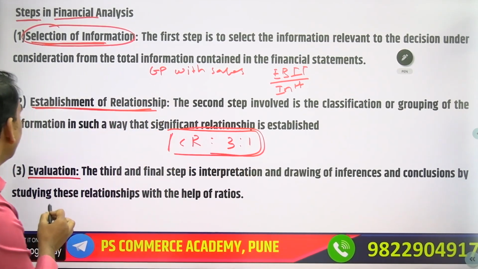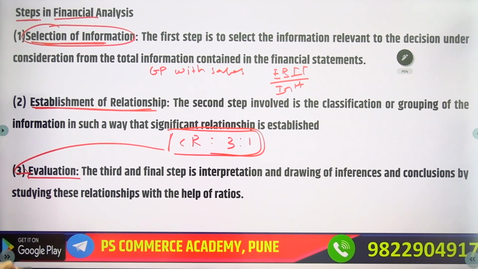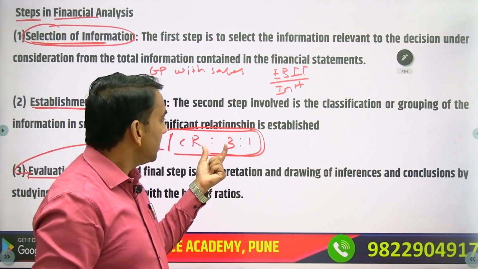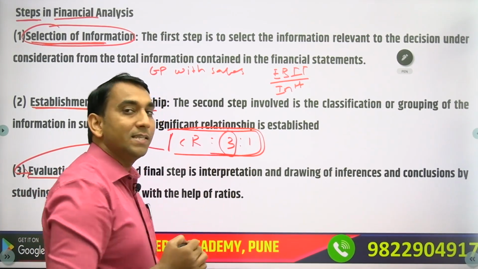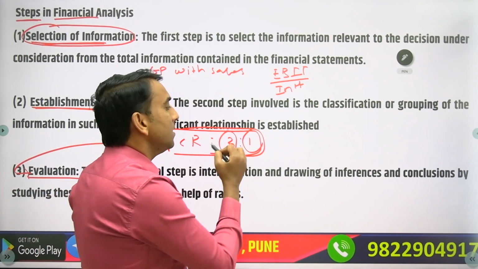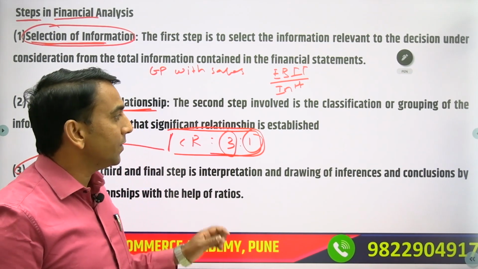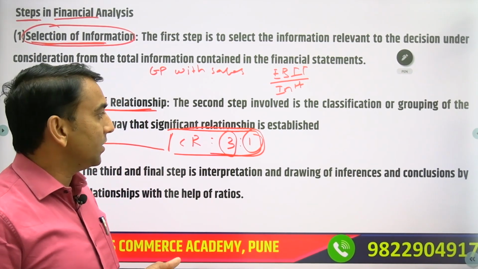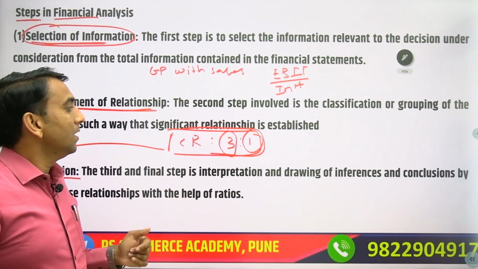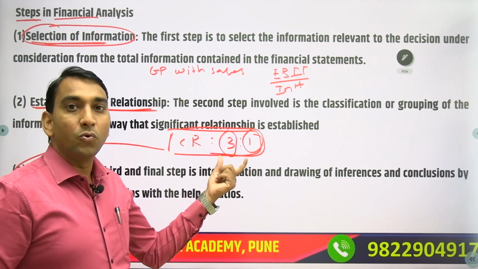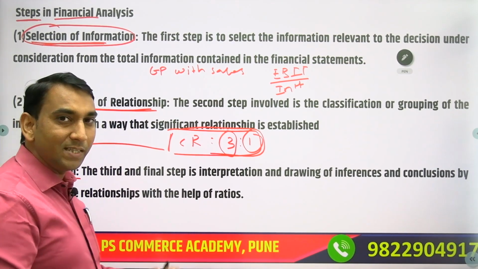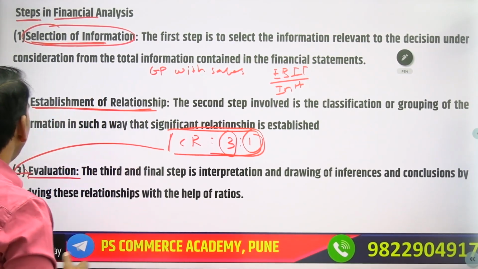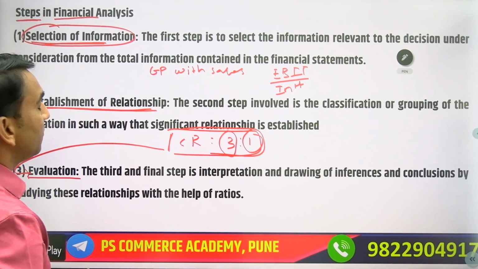That is nothing but the third step, evaluation. I have to evaluate what 3:1 means. It means that you have ₹3 as current assets and ₹1 as current liability. When we discuss ratio analysis, in that session we'll discuss in detail what this means, whether it is good or bad, and what the pros and cons of this ratio are. We'll discuss that in the later part. Right now we are looking at the steps of financial analysis.